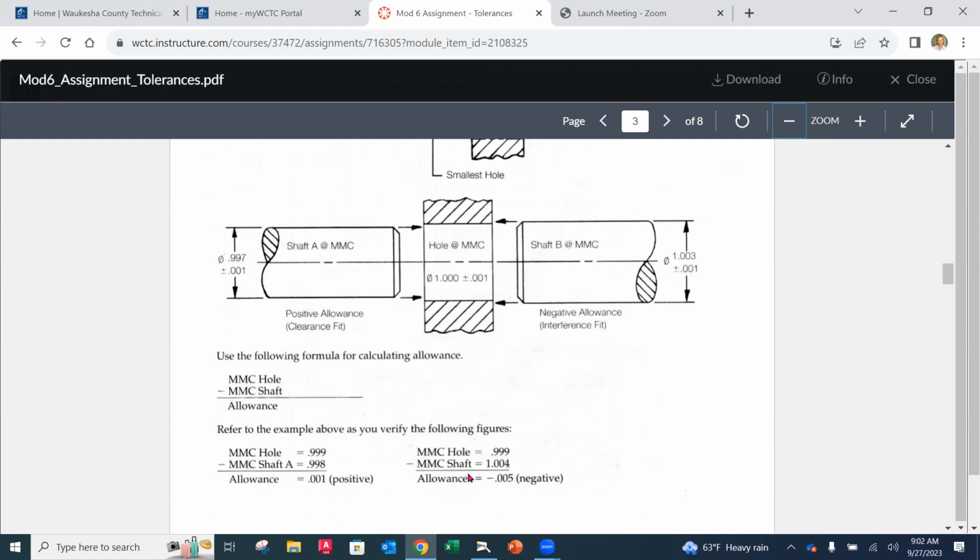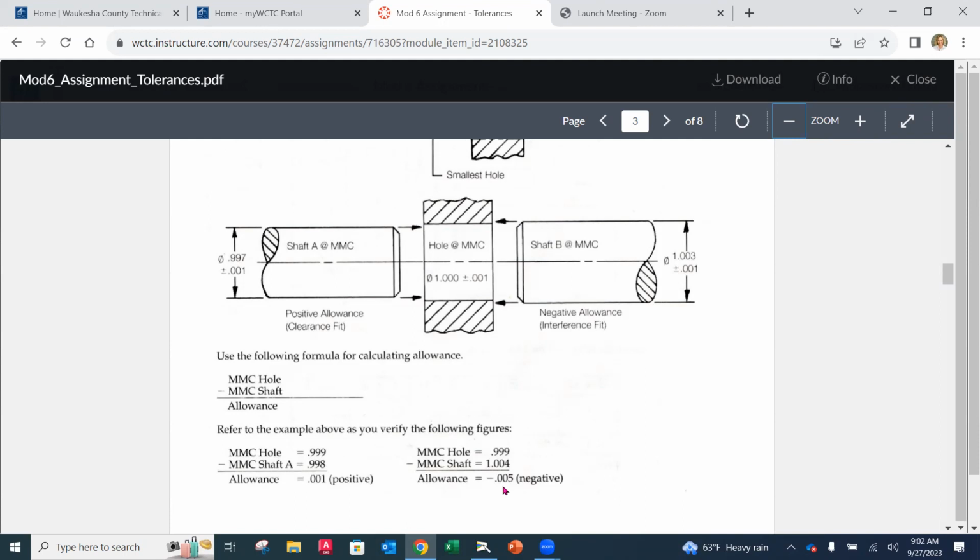Over on the right-hand side, on the other hand, same hole. So the MMC is 0.999, smallest hole, minus the MMC of the shaft, largest shaft. In this case, it's 1.004, adding 1,000th of an inch to that nominal size. And now I get a negative because I'm always taking the hole minus the shaft. Negative means now I've got interference. I've got some resistance when I go together.